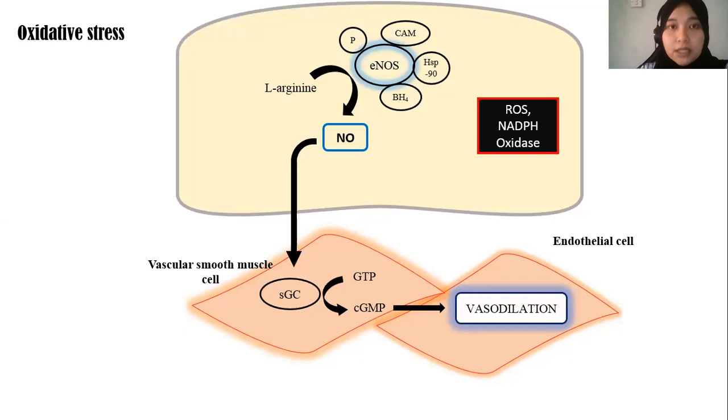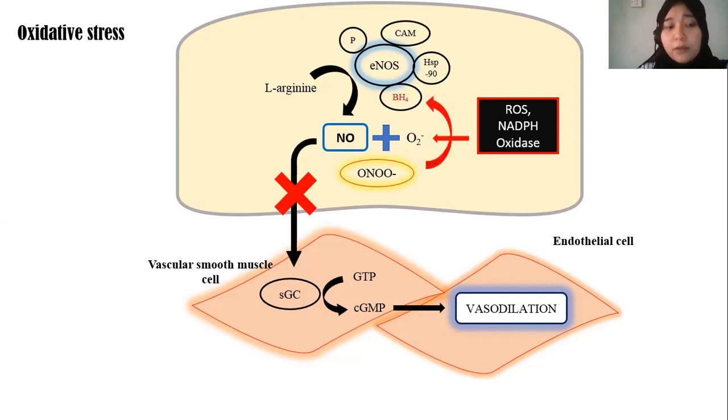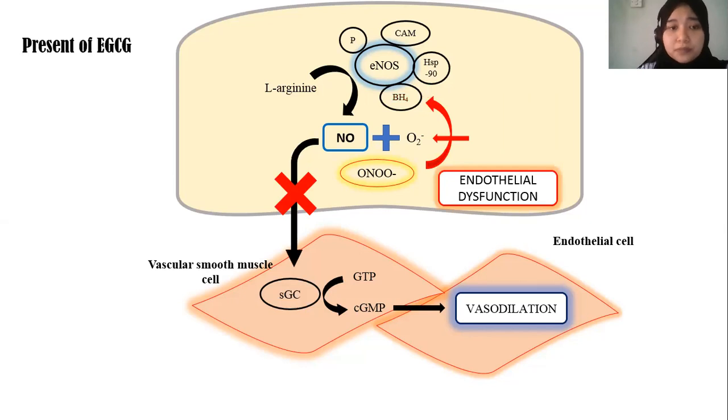But in the presence of NADPH oxidase, the oxidative stress superoxide anion will be generated by NADPH oxidase, and ROS will react with NO to form peroxynitrite. This will further oxidize the BH4 and decrease the NO bioavailability. A decrease in NO bioavailability in the vascular system increases the oxidative stress and therefore promotes endothelial dysfunction.